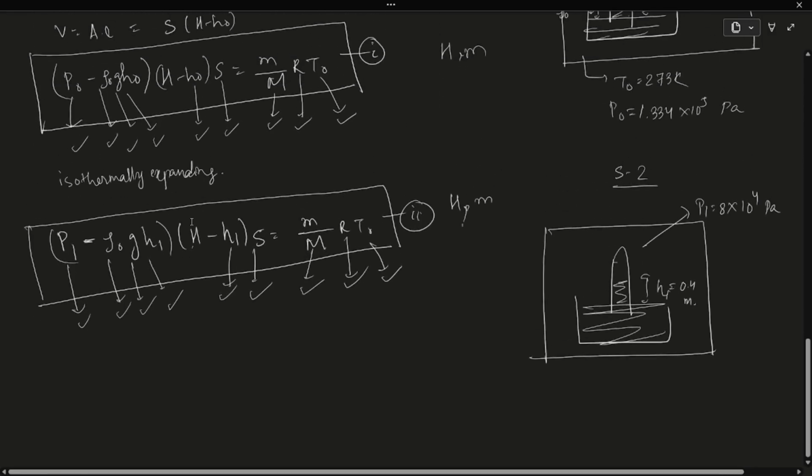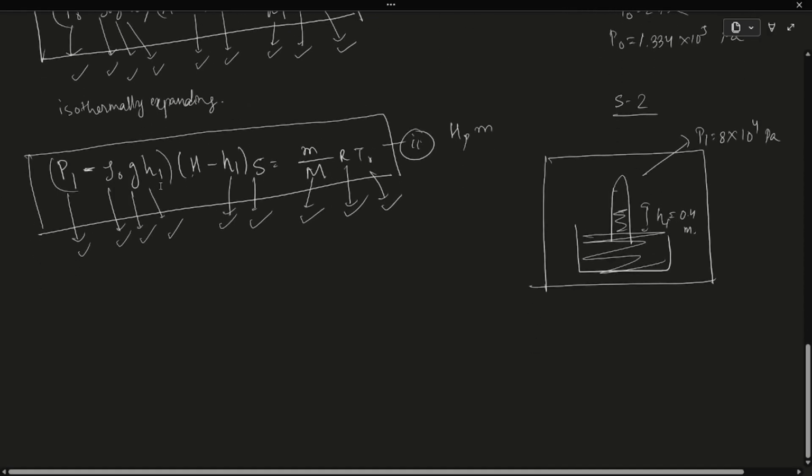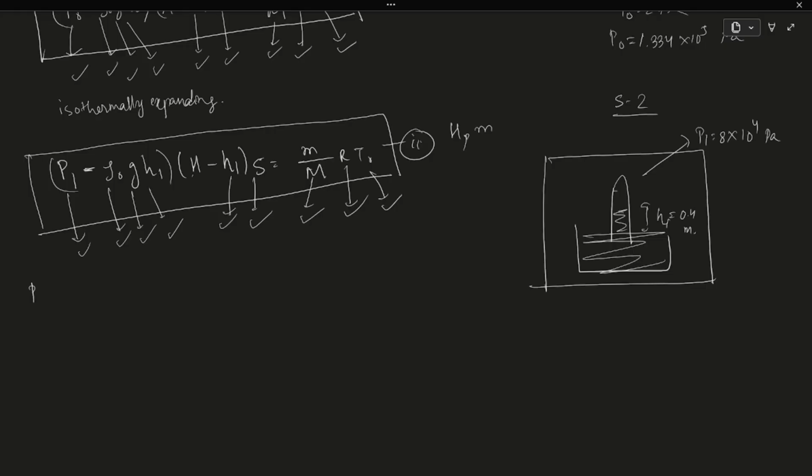Here you can say if I directly divide this equation, the RHS part will be 1 and the left hand side will be this. So if I divide (P naught minus rho naught G H naught) into (H minus H naught) into S, which is basically (P1 minus rho naught G H1) into (H minus H1) into S, the S cancels.